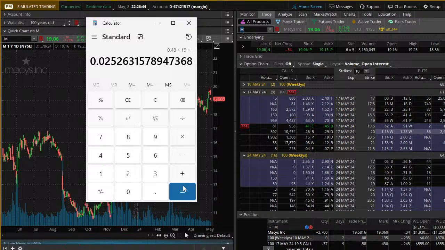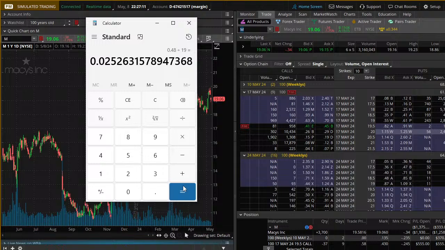Macy's at 19.06 per share. 19.06 was the last traded price. If I want to sell it tomorrow morning, I'm going to get 19.06. If I want to buy it, I'm going to pay 19.15. Okay, you have the last, the bid, the ask, the volume, the open, the high, and the low.